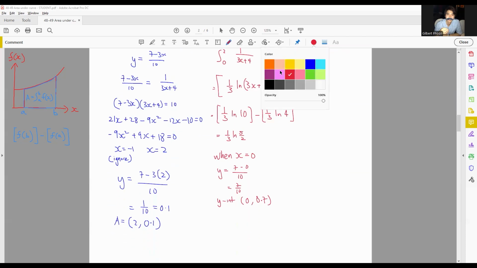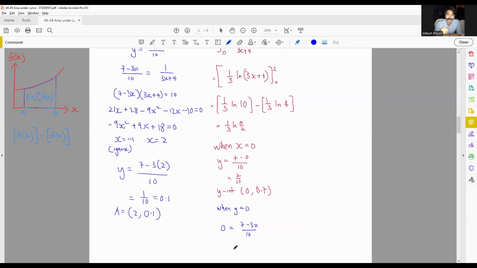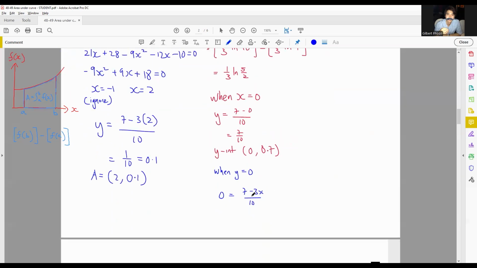The next thing is we're going to need to find the x-intercept as well. The x-intercept is when y equals to 0, right? When y equals to 0, so 0 equals to 7 minus 3x over 10. Therefore, 3x equals to 7 and x equals to 7 over 3. Therefore, the x-intercept is going to be 7 over 3 and 0.